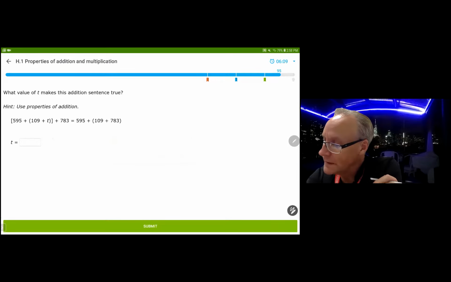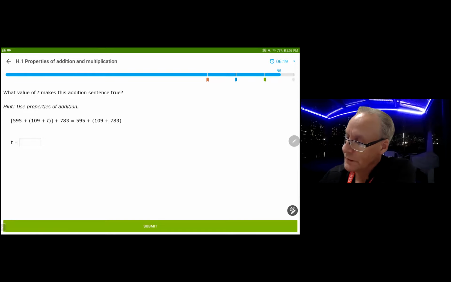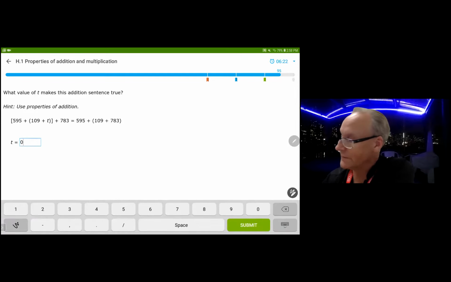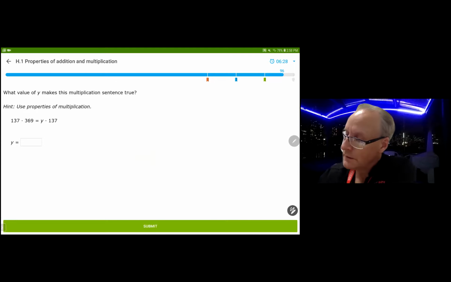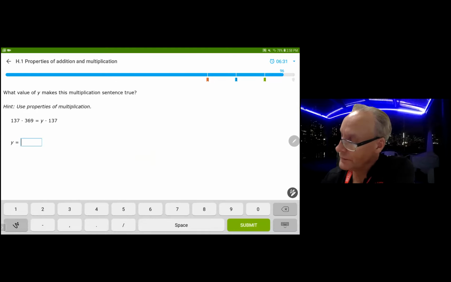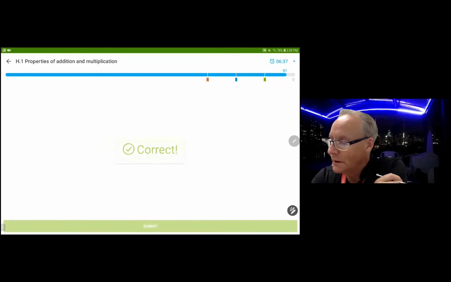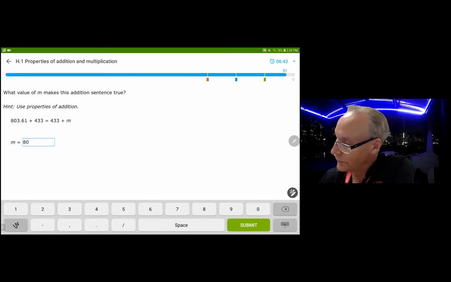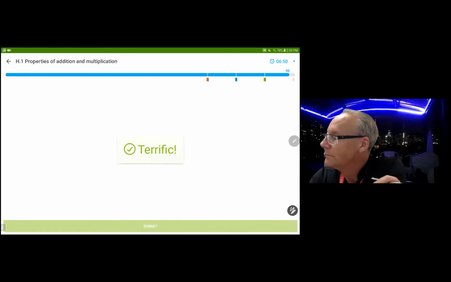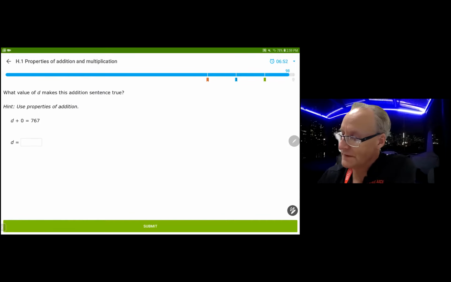This one looks like the T is missing the 0 because we have all 3 numbers on the other side. So the only thing we need to add is the 0 so that the two sides will be equal. That's the identity of addition. And we did the commutative property here, 369. And again, we use the commutative property, 03.61. And of course, D is equal to 767.